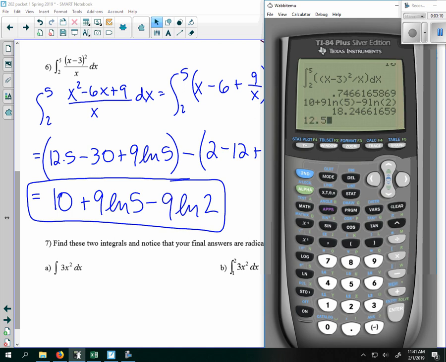12.5 minus 30 minus 2 plus 12 is -7.5, not 10.